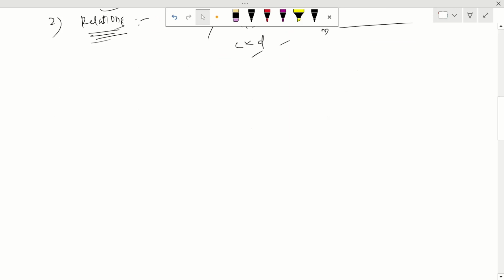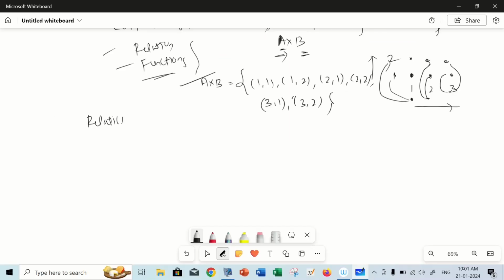I will give an example here. Relations mean what? Suppose I'm writing here a set 1 2 3 4 5 6. I'm writing a relation of A to the A by this condition. The relation condition is that (x, y) such that y is equal to x plus 1.